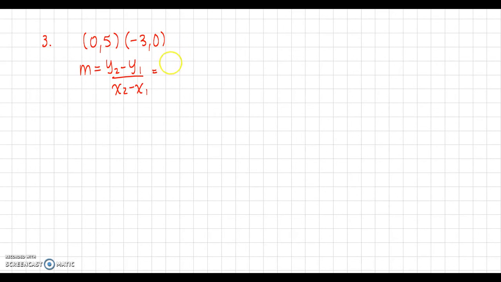So I'm going to do 0 minus 5 over -3 minus 0. 0 minus 5 is -5. -3 minus 0 is -3. So the slope of this line is positive 5/3. Since the slope of the line is positive 5/3, that eliminates B, D, and E.